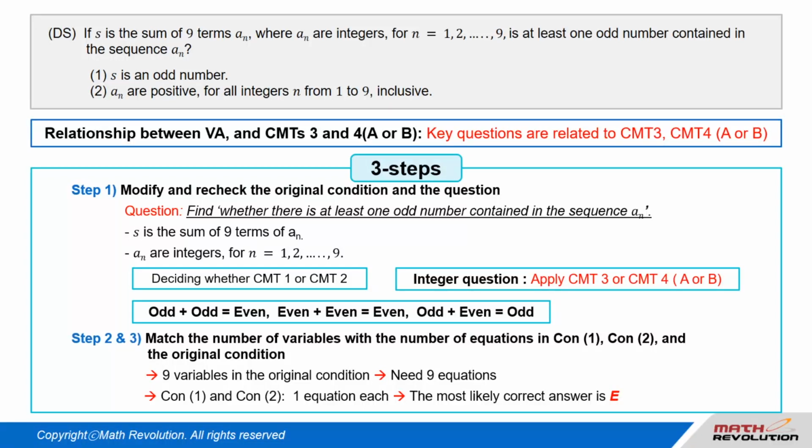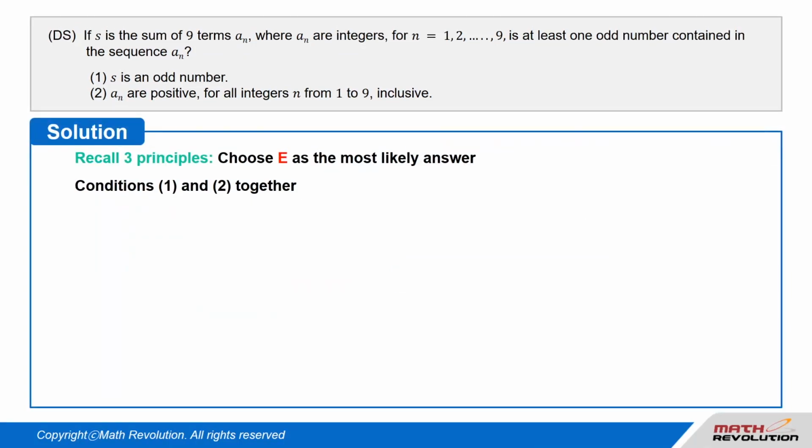Follow the second and third steps. From the original condition, we have 9 variables. To match the number of variables with the number of equations, we need 9 equations. Since conditions 1 and 2 will provide 1 equation each, E would most likely be the answer. Recall 3 principles. Choose E as the most likely answer.